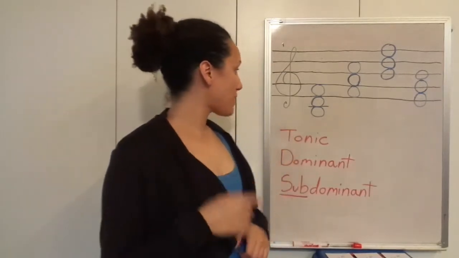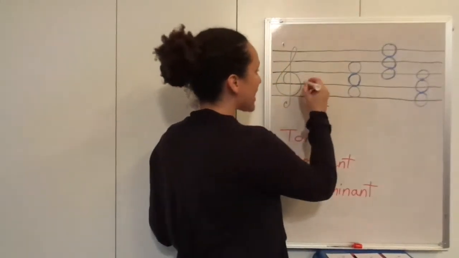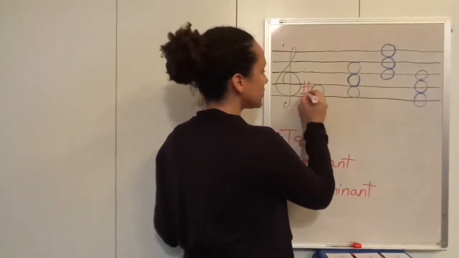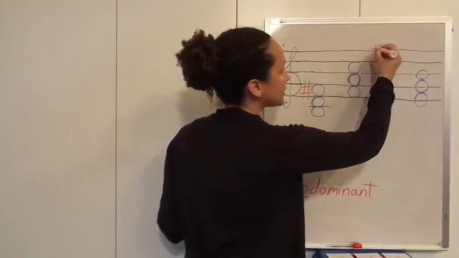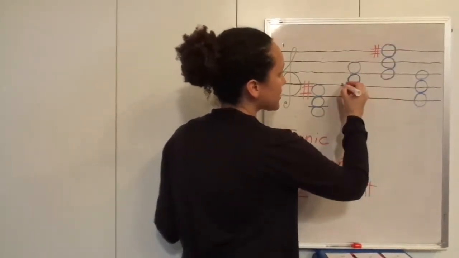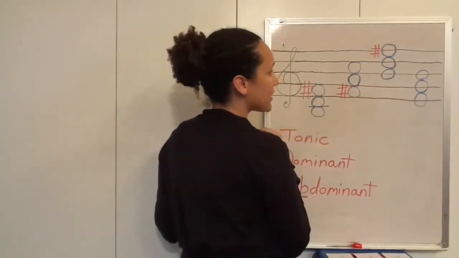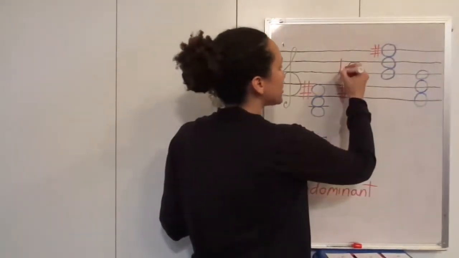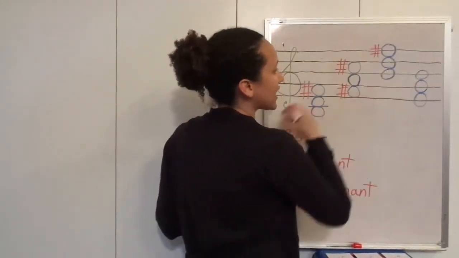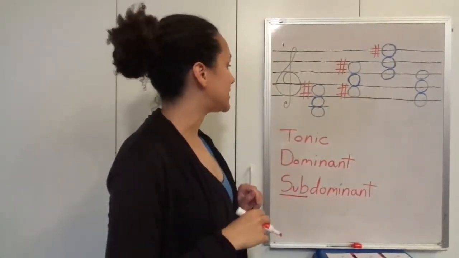So our first sharp, F, we have to go through and find all the Fs. Here's an F, we add it in, sharp. Here's another F, we add it in, sharp. Here's another F, add it in, sharp. So I think we got all the Fs. And then our second one is the C, C sharp. So here's our C, and we add it in. And I think that's all the Cs.